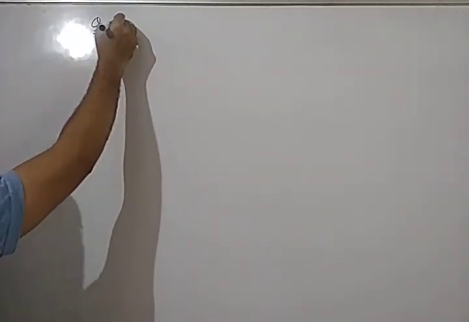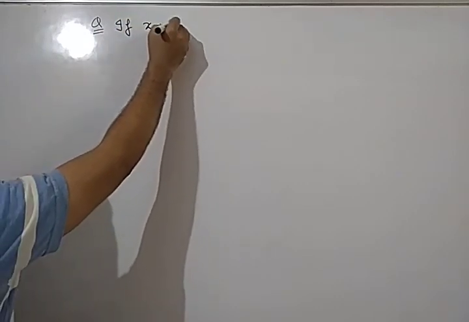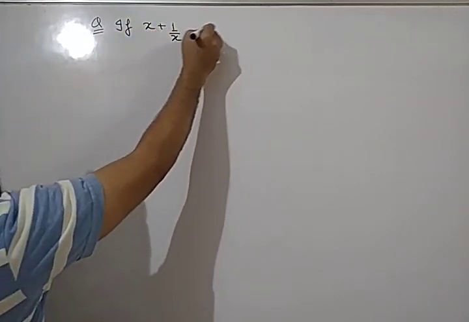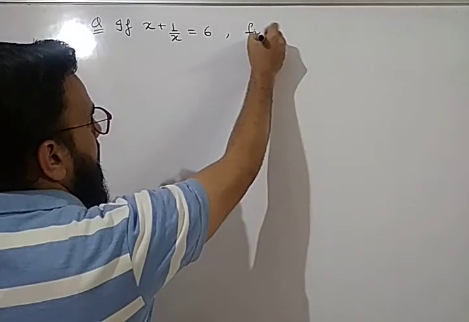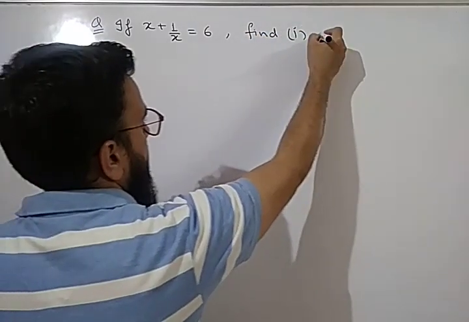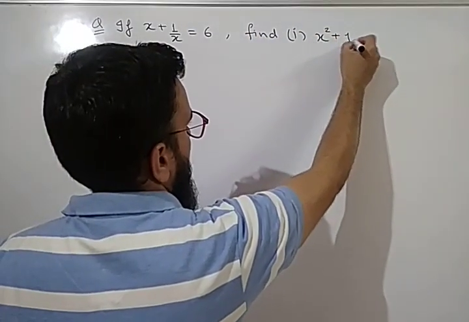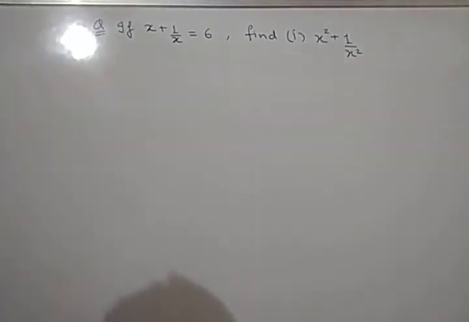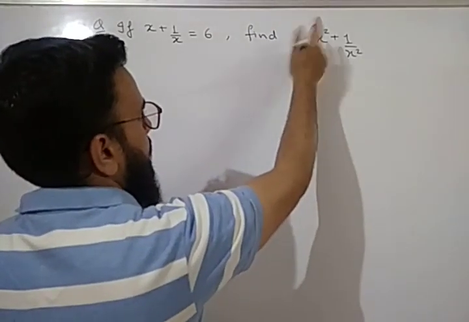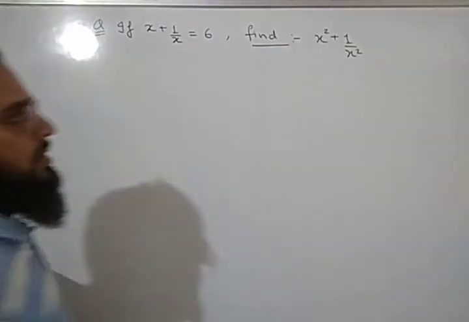Suppose you are given, I am starting directly with the question. We are given x plus 1 upon x is equal to 6. Then we have to find the first part, x square plus 1 upon x square. We have to find x square plus 1 upon x square.